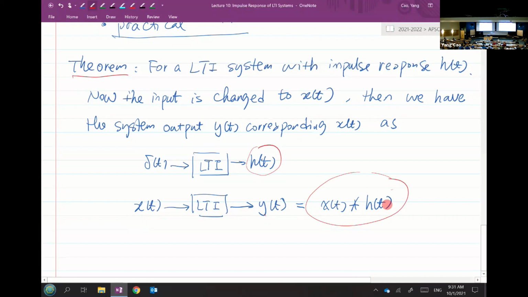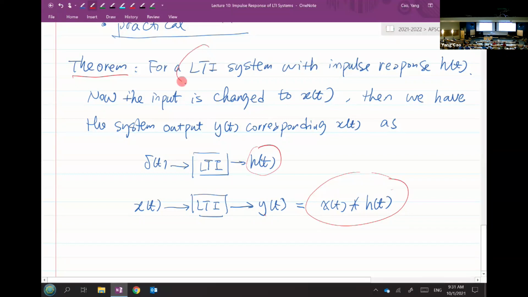Right, this is pretty nice. It looks like as long as I have the impulse response, then I don't really need to do any other experiment at all, right? I can just convolve this h of t with the new input x of t. And here you go, here's going to be my new output.